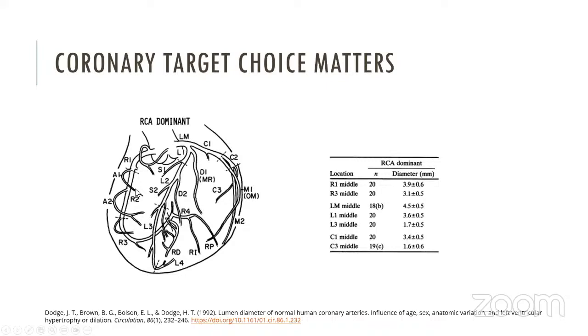However, in the RCA, let's consider the diameter is somewhere around 4 or 3.9. If you have 50% stenosis, that's around 2. So clearly the stenosis is different. The 50% within the LAD is different than the 50% within the RCA. All of this was done because it used to be visual.